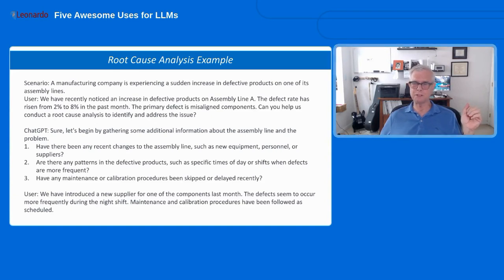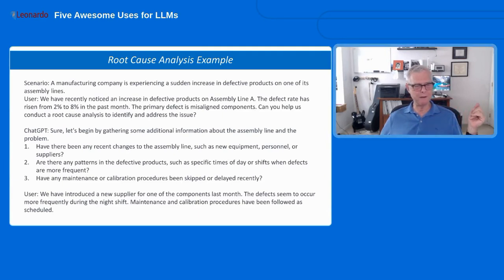So clearly, the more specific you can be here, the better. This is a generic example. But ChatGPT said, sure. It's typically very friendly. "Sure, let's begin by gathering some additional information." So it's telling me, well, that's interesting, but you haven't given me enough to work with, so let me ask a few more questions. So it's smart enough to do that.